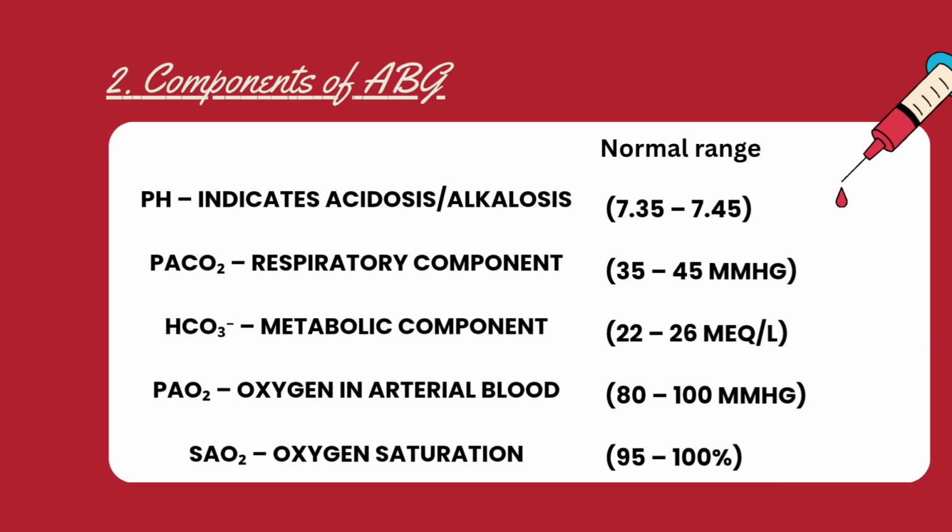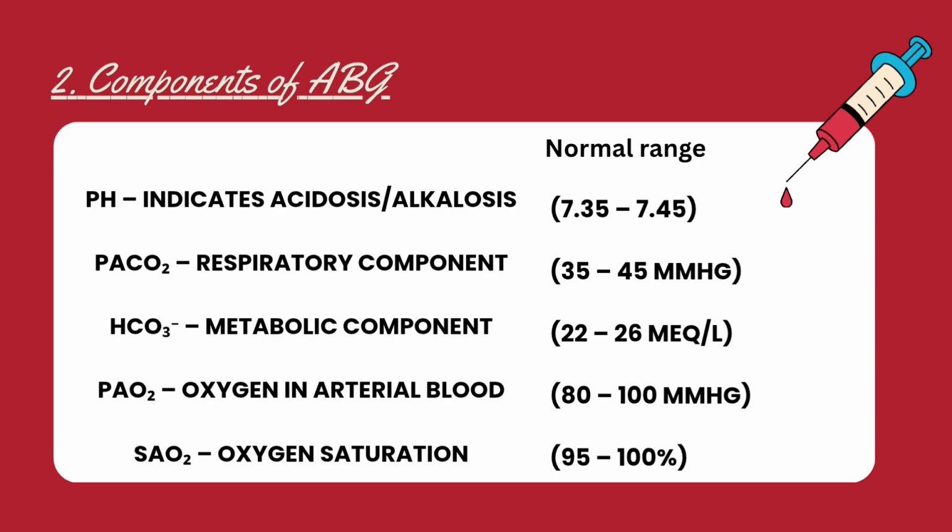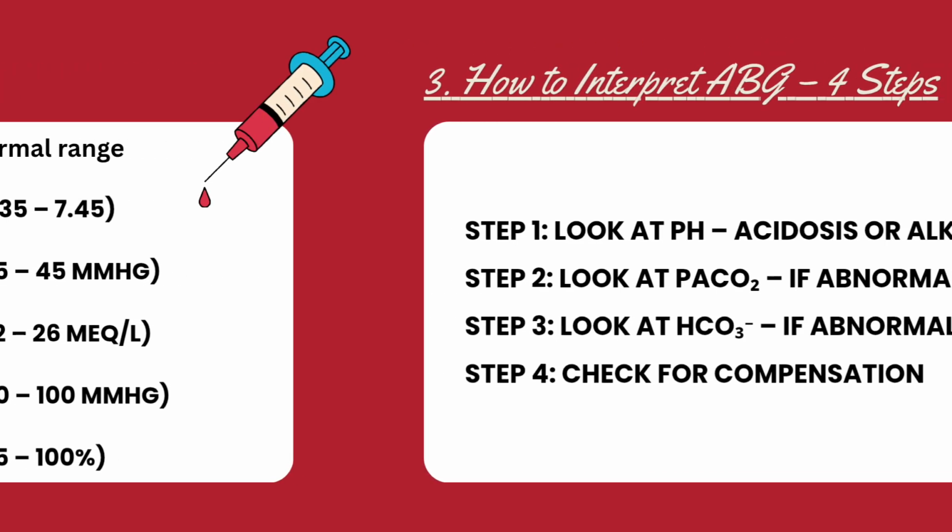Components of ABG. pH shows the acidity or alkalinity of blood. PaCO2 indicates the respiratory component, while HCO3 reflects the metabolic side. PaO2 measures the oxygen content and SaO2 tells us how much oxygen is bound to hemoglobin.